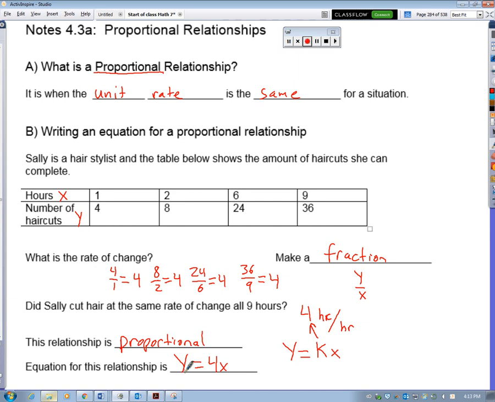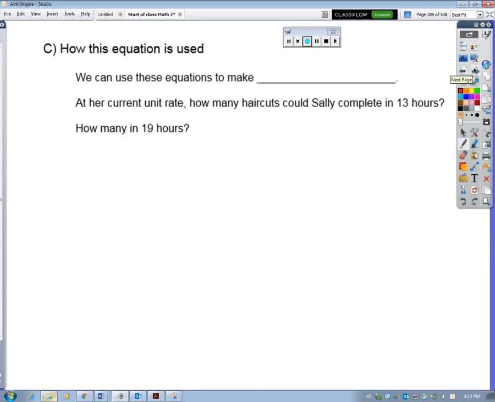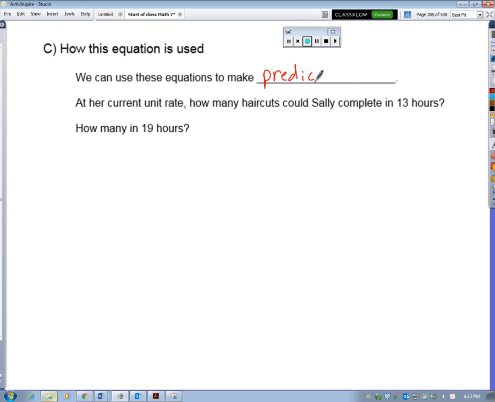Alright, this is our equation. Let's actually use it today, and we're going to use it to make some predictions. Alright, that's what we use these equations for. Okay, we use them to make predictions. Like, for example, if Sally is cutting hair at 4 haircuts in an hour, we want to know how many she could do in maybe 13 hours or 19 hours or 247 hours, for example.